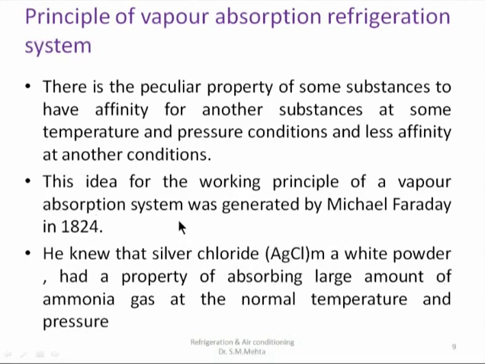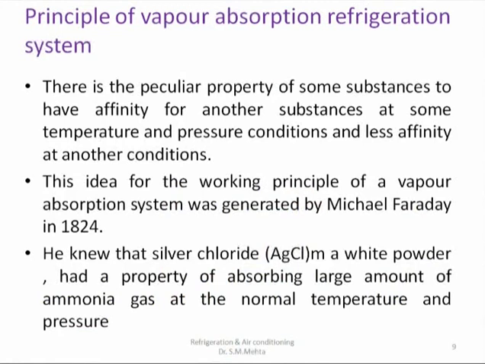So the scientists who discovered the vapor absorption refrigeration system knew that for a particular gas there is a particular liquid having an affinity for that gas, which can be absorbed by that liquid at a particular pressure and temperature, and then at some other pressure and temperature it can be released. That is the whole idea, the working principle for the vapor absorption refrigeration system. Here we will also see which other absorbent-refrigerant pairs can be used.